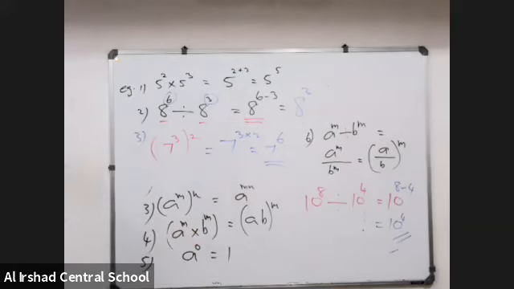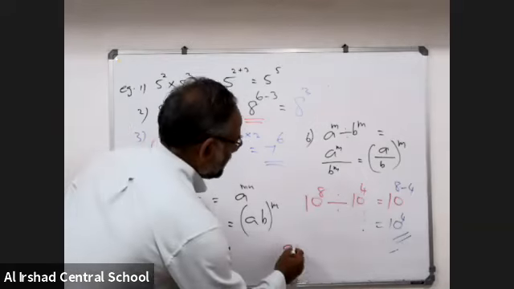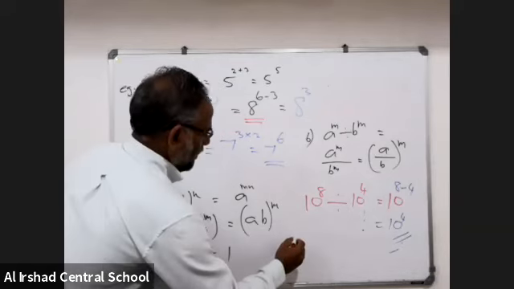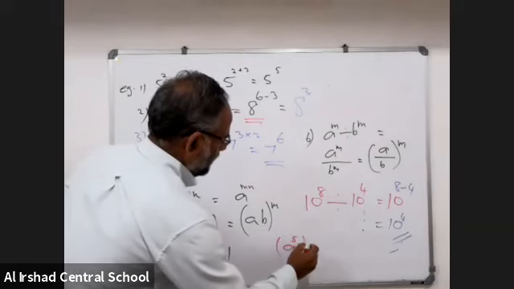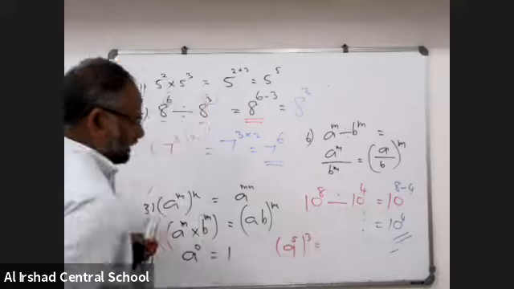Any number, we can write, many examples. Suppose, instead of that, 9 to the power of 4, whole raised to 3. What is the answer? Tell me.